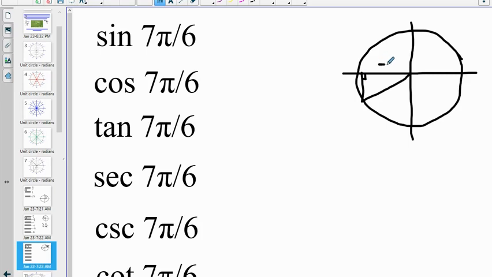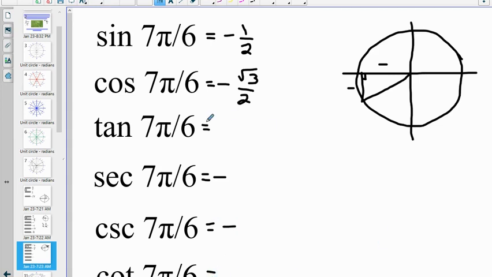I'll have a negative square root of 3 over 2 for my cosine value. For my sine value, the vertical is the short side, so it is 1/2, and it's going down, so it is a negative 1/2. Since both sine and cosine are negative, that means my tangent will be positive, my secant will be negative, my cosecant will be negative, and my cotangent will be positive.